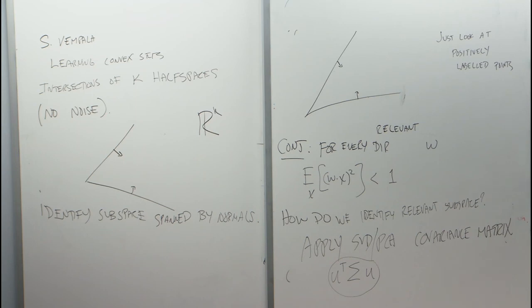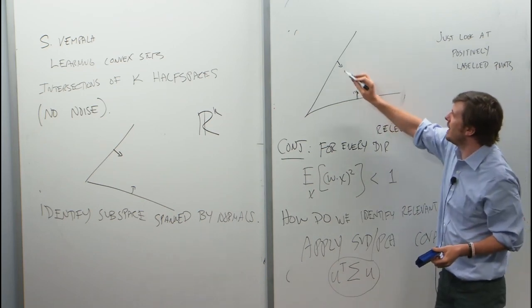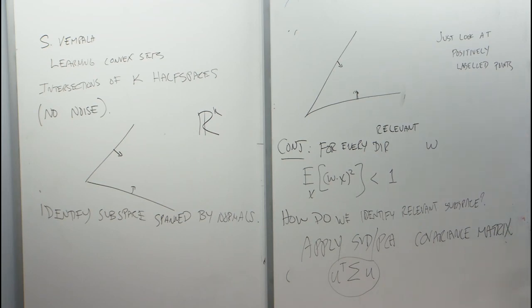And then after you've computed all of these eigenvectors, you can look at the ones whose eigenvalues are bounded away from 1. Those are going to precisely correspond to the directions that are relevant. And then you can just work in that subspace spanned by those relevant directions.